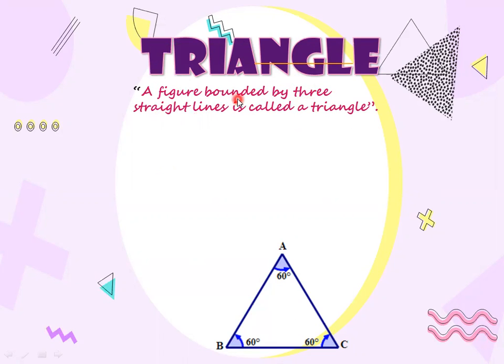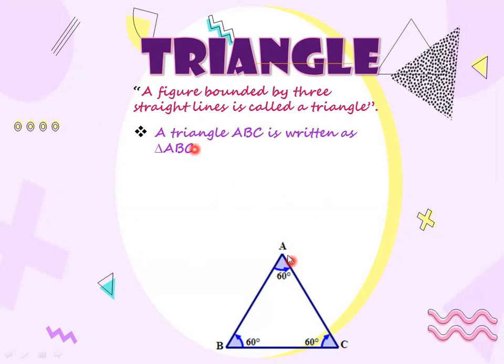Bounded means joined. If you have three lines, as you can see here, these are three lines as well, but these three lines are not joining with each other. If the three lines are bounded with each other, then you will say the given figure is a triangle.